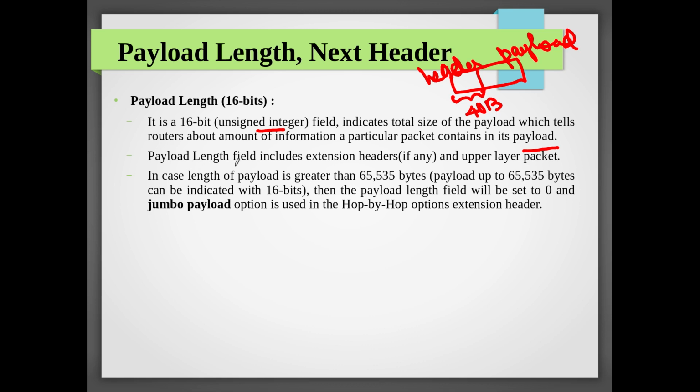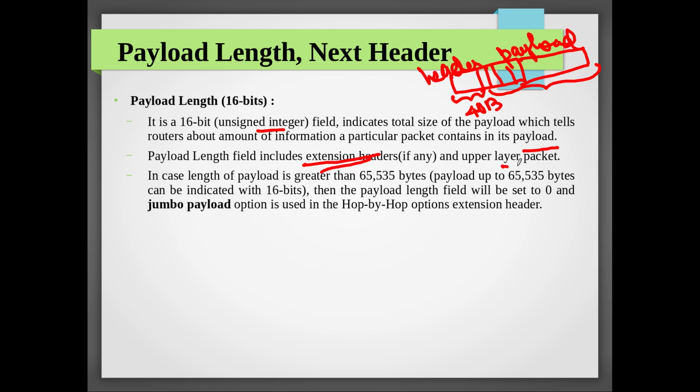Now this is something important. The payload length field includes the extension headers also, because this is the main header, and followed by the main header we have the extension headers. So payload here means it includes some extension headers also. Say these are all the extension headers followed by the actual information. Together we call it the payload, and this length we will be noting down, and we will represent it using 16 bits in the payload length field.